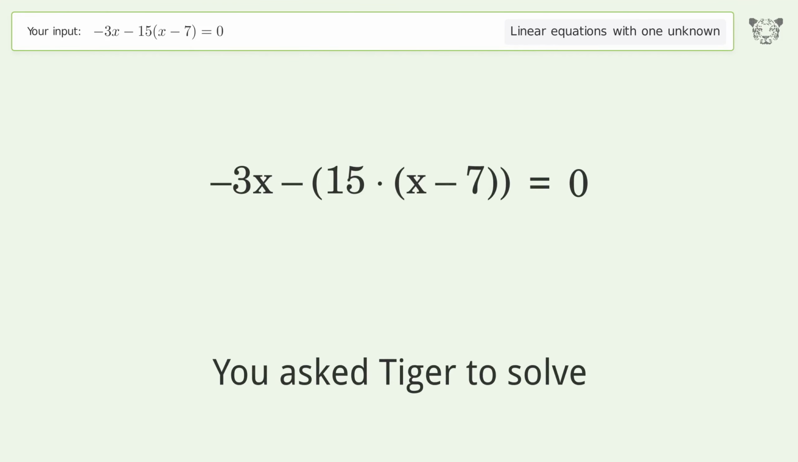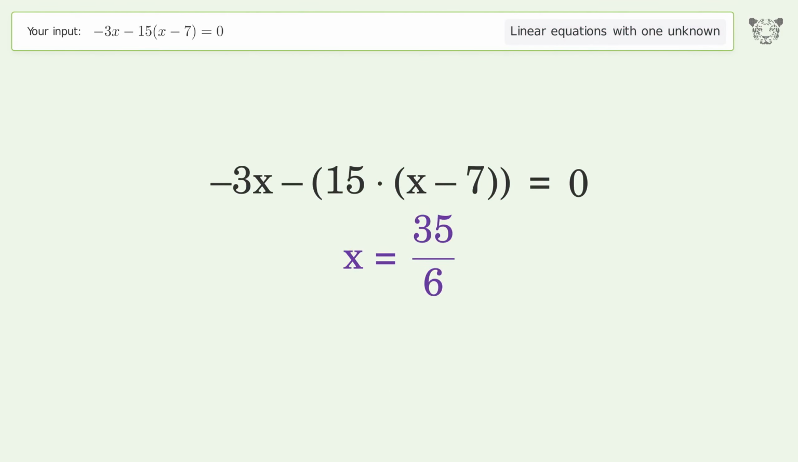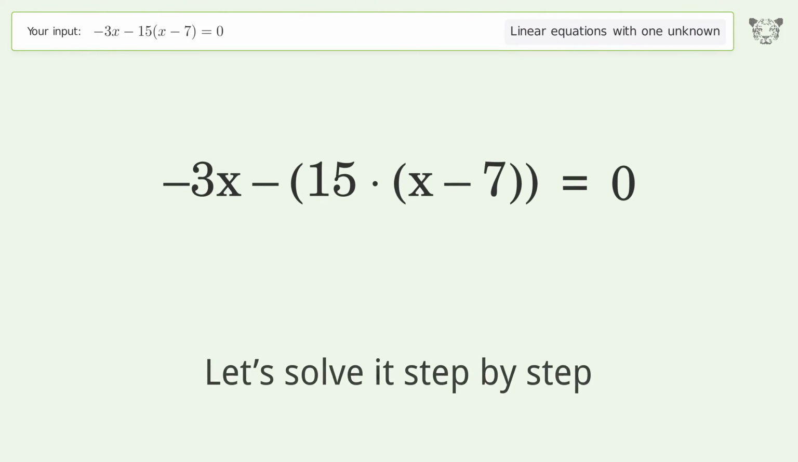You ask Tiger to solve. This deals with linear equations with one unknown. The final result is x equals 35/6. Let's solve it step by step.